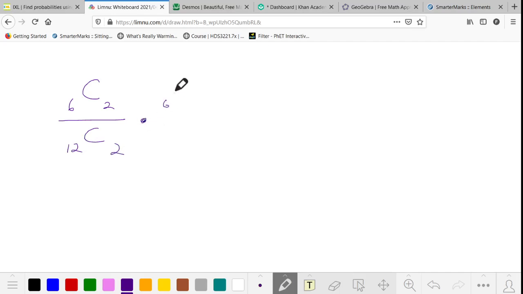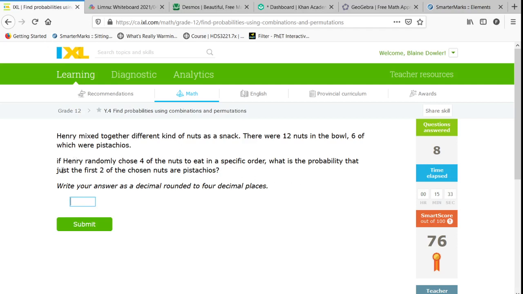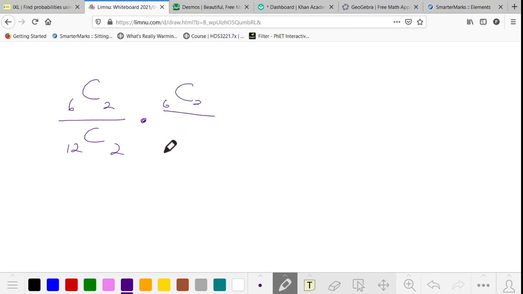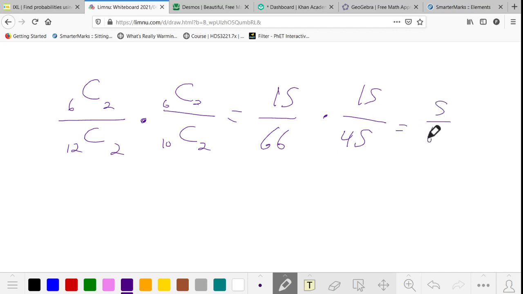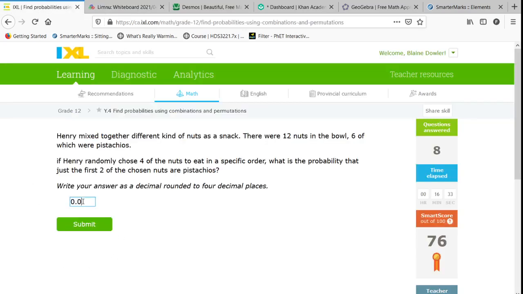And then the next 2 are not pistachios because it's just the first 2. That word just, that stung me before. And there are 10 left to pick from. So 6 choose 2 is 15. Might as well write all of these out here. 12 choose 2 is 66. 10 choose 2 is 45. So that's the same as 5 over 66, since 15 over 45 is 1 over 3, and then 15 divided by 3. So 5 over 66 produces 0.0757575, and that's repeating, or 0.0758.